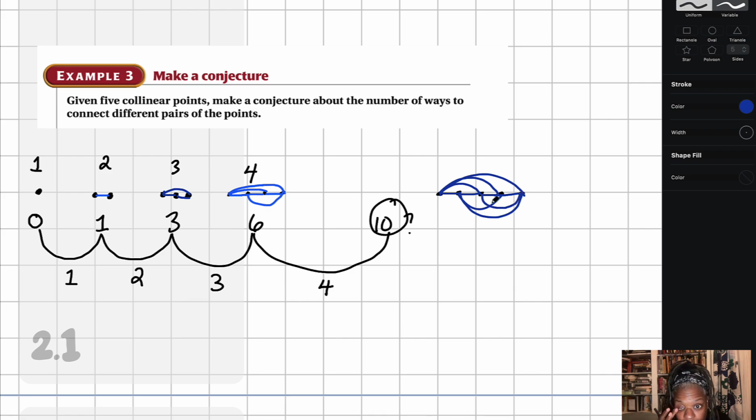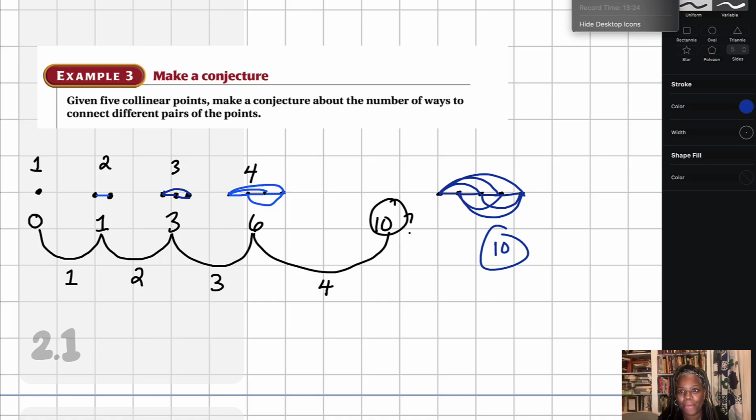Are there any other connections that weren't made between points? Looks like this guy went to all the ones that he could. This one too. This one went to that one. This one. I think that's it, guys. I think our 10 was true. I think that was good. And I do think that we saw a pattern. And I think that that pattern did make sense and it gave us a true conjecture.